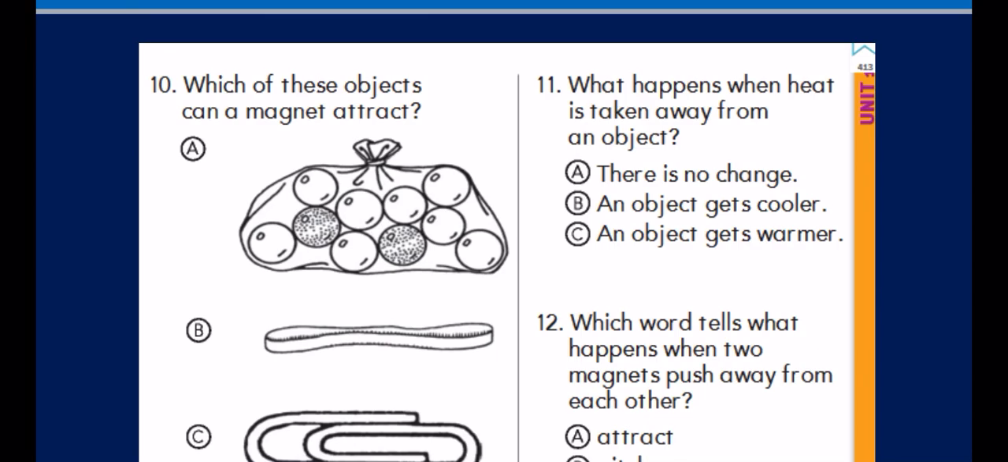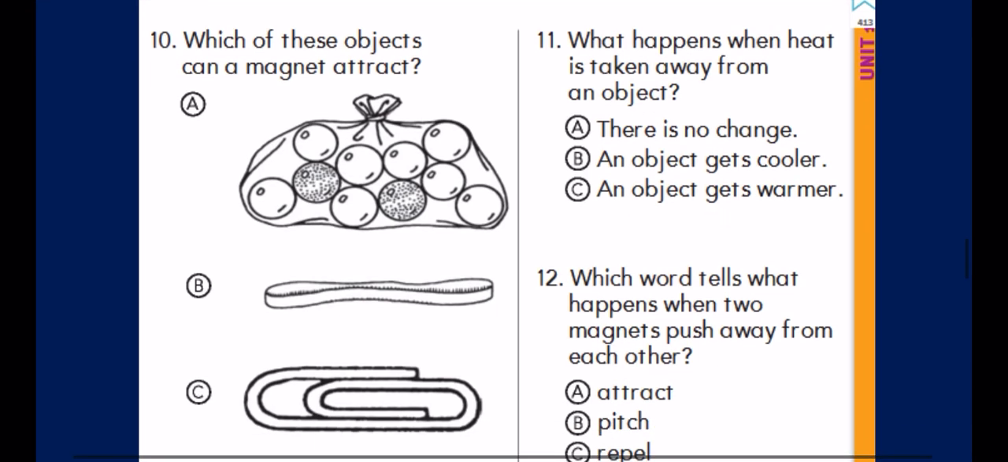Number 10. Which of these objects can a magnet attract? Oh, is it A, a bag full of balls? I think those balls are plastic maybe. Or B, a ribbon? Or C, a paper clip? What do you think a magnet can attract? Which material? A, B, or C?